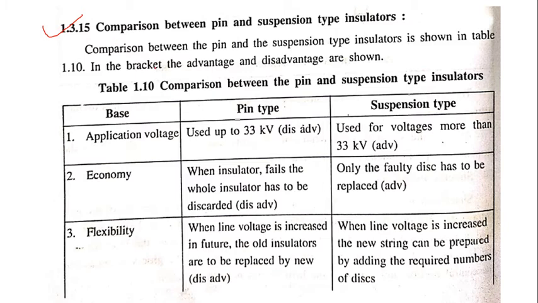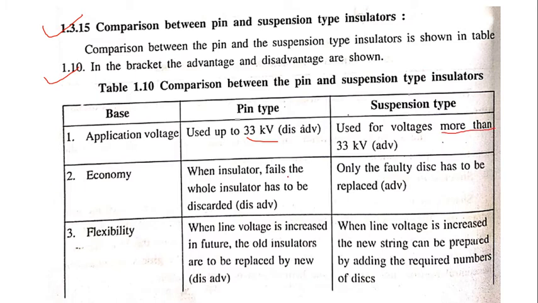So the comparison between the pin type and suspension type insulator is shown in the table. So let's see the table. First, this is the base, pin type and suspension type. So what is the base? First one is application voltage. Pin type insulator is used up to 33 kV, while suspension type is used for more than 33 kV.